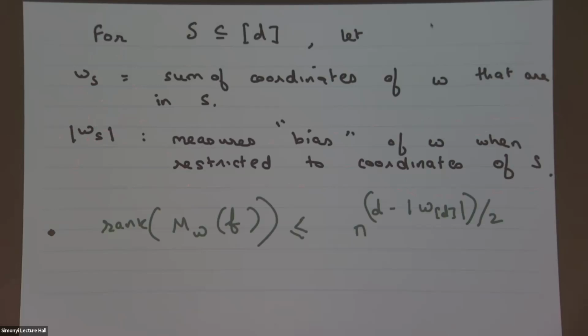And for any polynomial f, the rank of this big partial derivative matrix is, if the bias was 0, then the rank is at most n to the d over 2. But if the bias is larger, that means you have more positive sets or more negative sets, then you'll lose something in the rank. It won't be as large as n to the d over 2. You lose some quantity depending on the bias. So you get n to the d minus whatever the overall bias is, divided by 2.